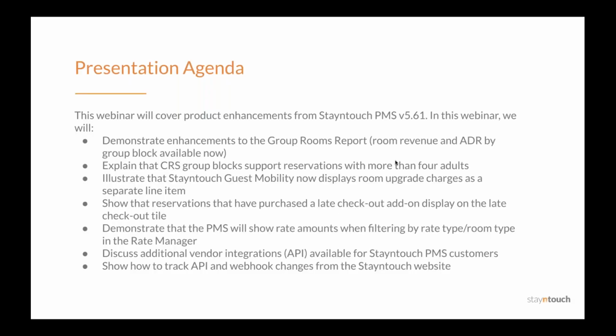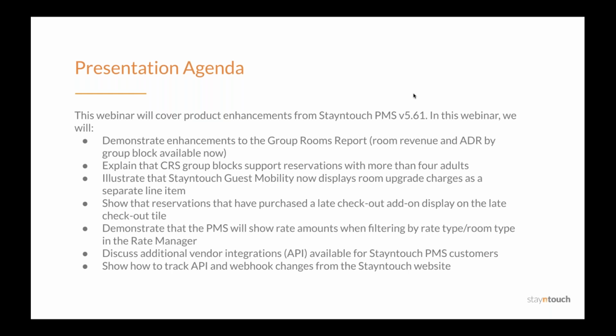Today's presentation will cover how you can get the most out of the Stayntouch PMS, version 5.61 product release. In this webinar, we will demonstrate enhancements to the group rooms report, so room revenue and ADR by group block are available now. Explain that CRS group blocks support reservations with more than 4 adults. Illustrate that Stayntouch Guest Mobility now displays room upgrade charges as a separate line item. Show that reservations that have purchased a late checkout add-on display on the late checkout tile.